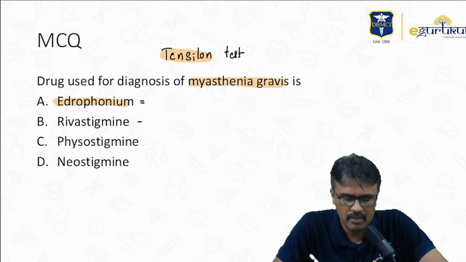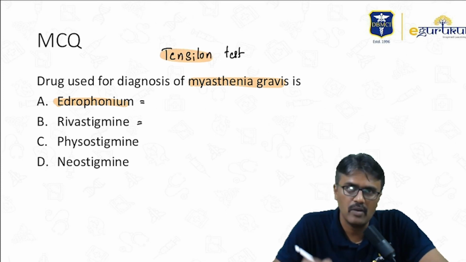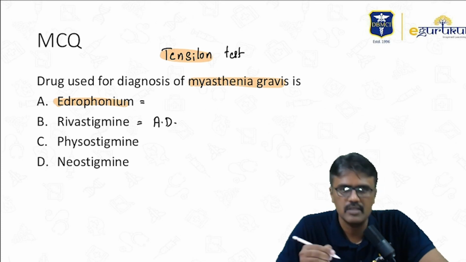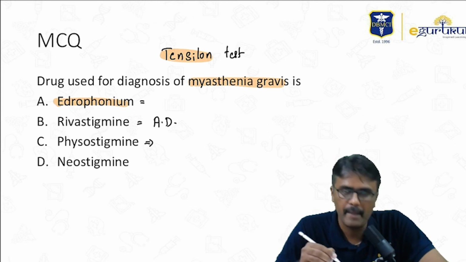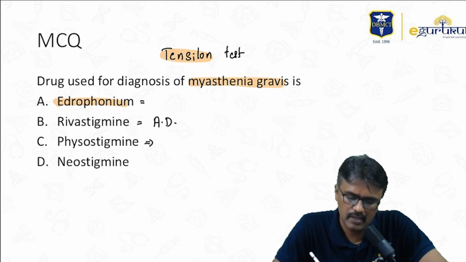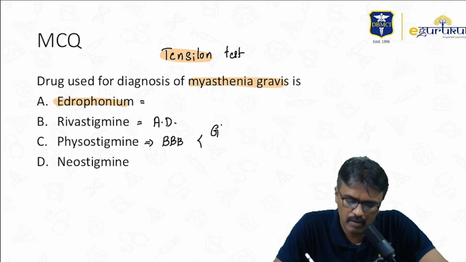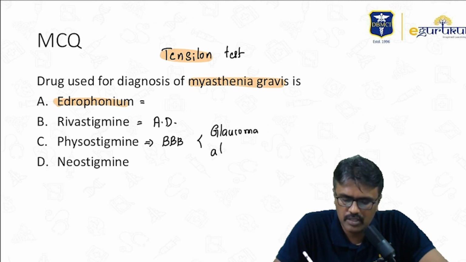Now what about rivastigmine? Rivastigmine is a reversible anticholinesterase used in the treatment of Alzheimer's disease. Physostigmine is one more anticholinesterase. It crosses the blood-brain barrier and is used in the treatment of glaucoma, and it can be used for atropine poisoning. Since it crosses the blood-brain barrier, and atropine also crosses the blood-brain barrier, we can use it there.